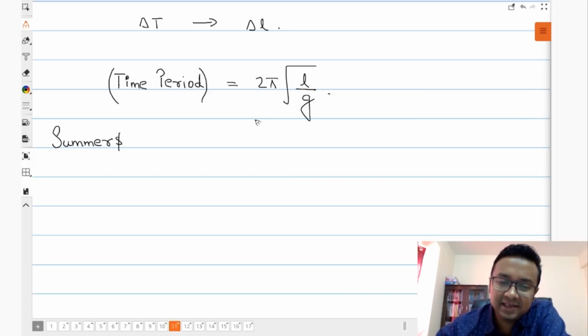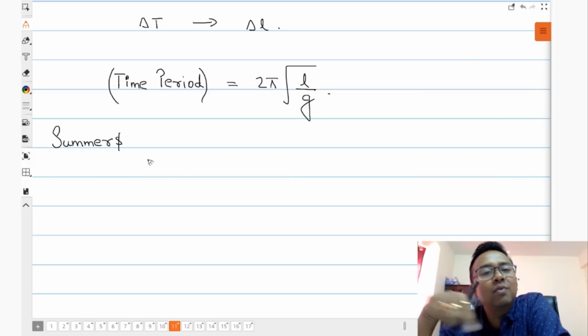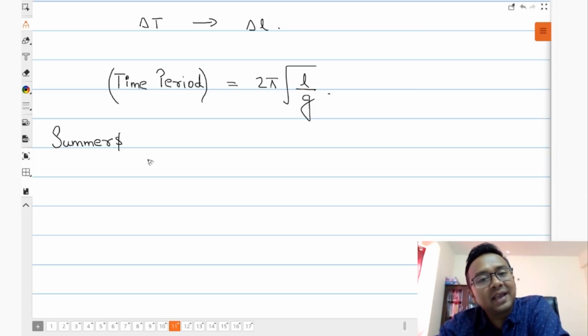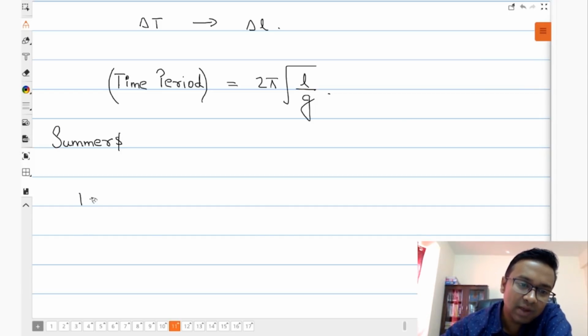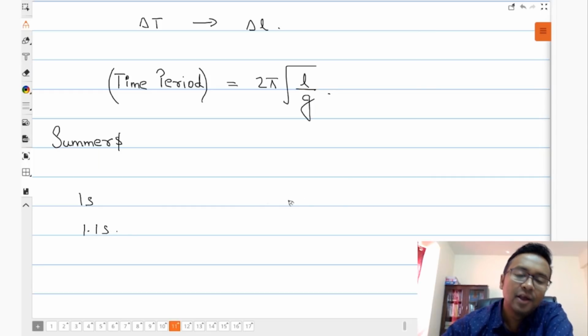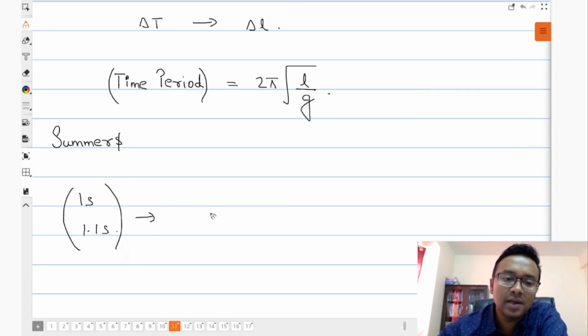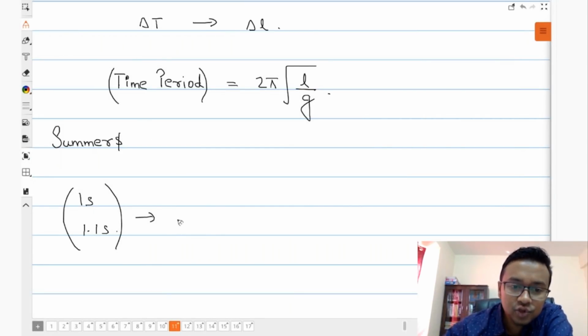Time period increases means that initially if it was taking 1 second to complete one revolution, now it is going to take a time greater than 1 second to complete the same revolution. So initially it was taking 1 second, now probably it is going to take 1.1 second. So what impact is it going to have on the time? The time is going to run slow. Absolutely correct.